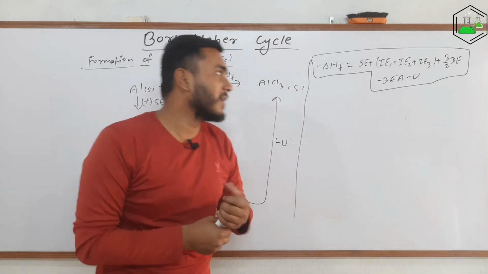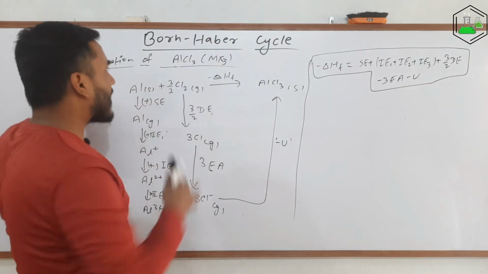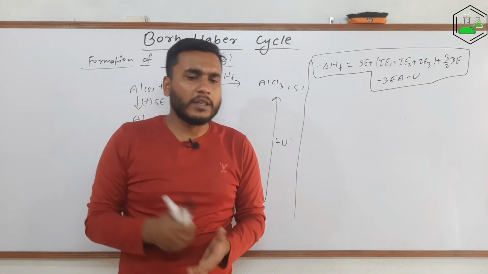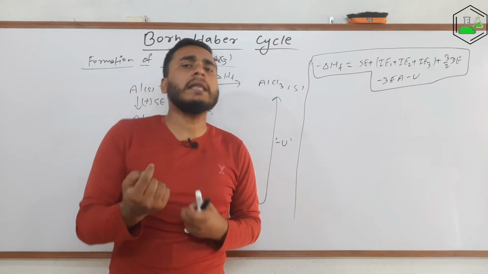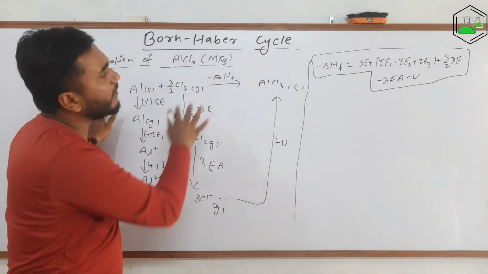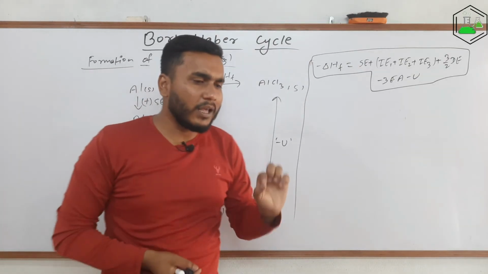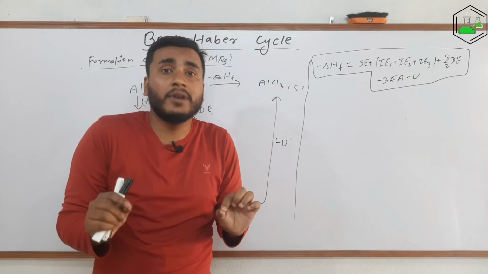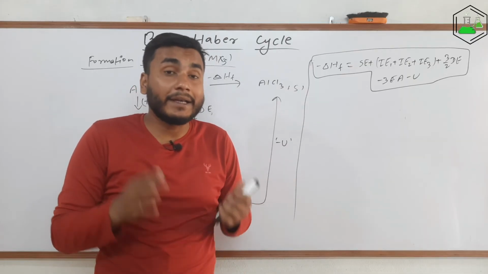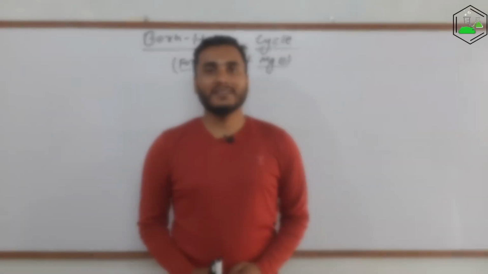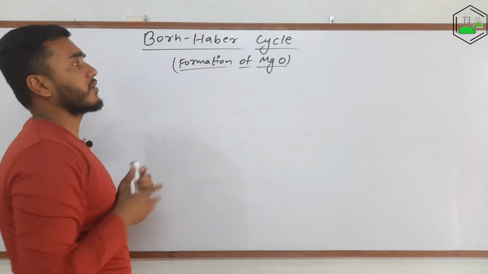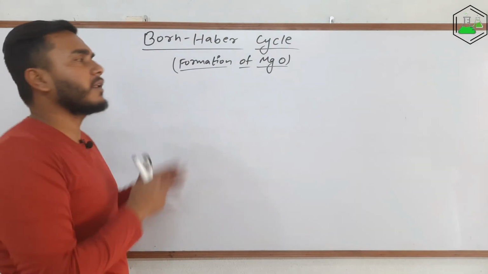Now see, this is MX, MX2, MX3 type of compound. They're very simple. But there is one more example where we need to think a little bit. Let me show you that example. But before that, let me edit this portion. And that one example is very important for your examination as well. So please watch that example completely and understand that properly. The Born-Haber cycle for the formation of magnesium oxide or calcium oxide is a little bit different than the other examples.